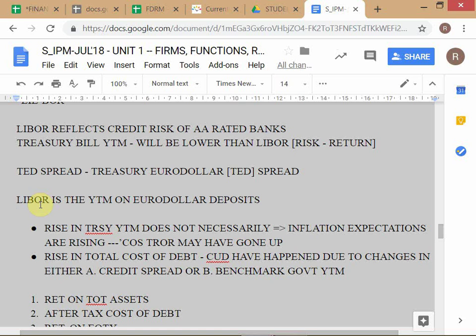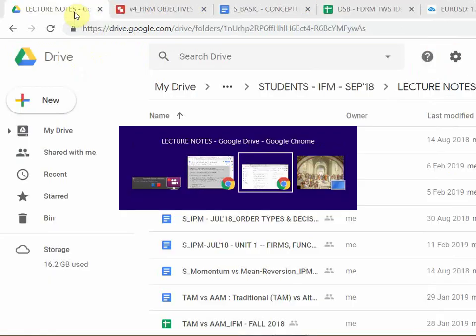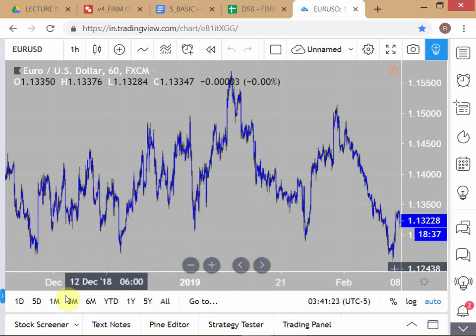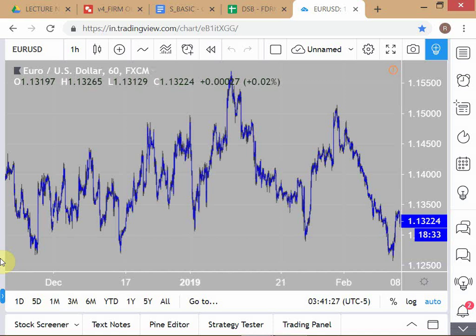Now remember when I taught you the initial taxonomy part of financial markets, I must have mentioned, though you've probably forgotten, that whenever you're referring to this euro USD, this is spot euro USD, spot FX.